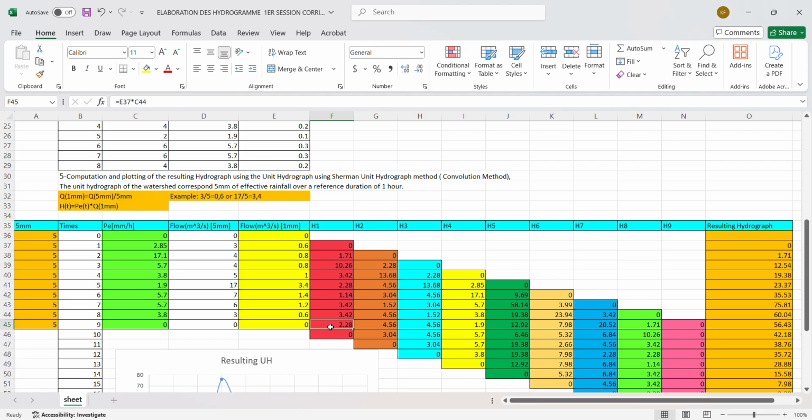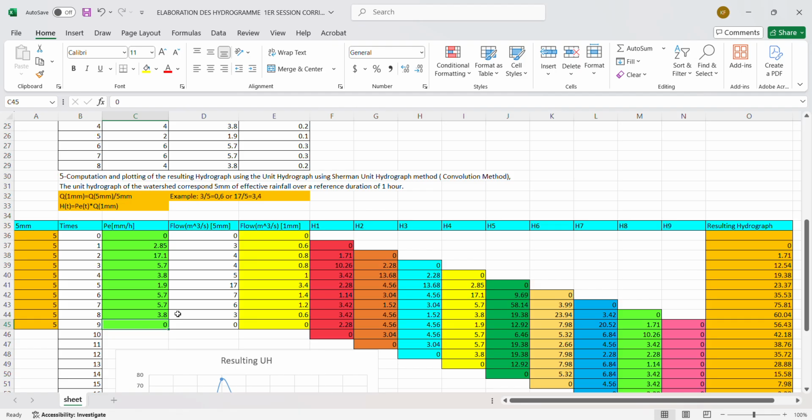You do the same process for here also. 0.6 is our flow rate at 1 hour, because H1 is for 1 hour. Okay, we are also here. Effective is 3.8. And we got here the last value is 0, because the effective rainfall here is 0.